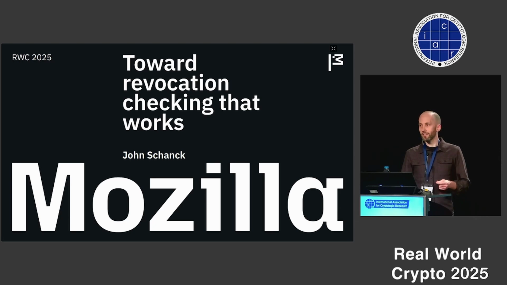What you might have noticed in Josh's talk also is that he said that revocation mechanisms were janky. And that's the consensus opinion. It has been for as long as I've worked in cryptography. Revocation checking doesn't work. It's broken. So today I want to tell you about some of the work that we're doing at Mozilla to change that.